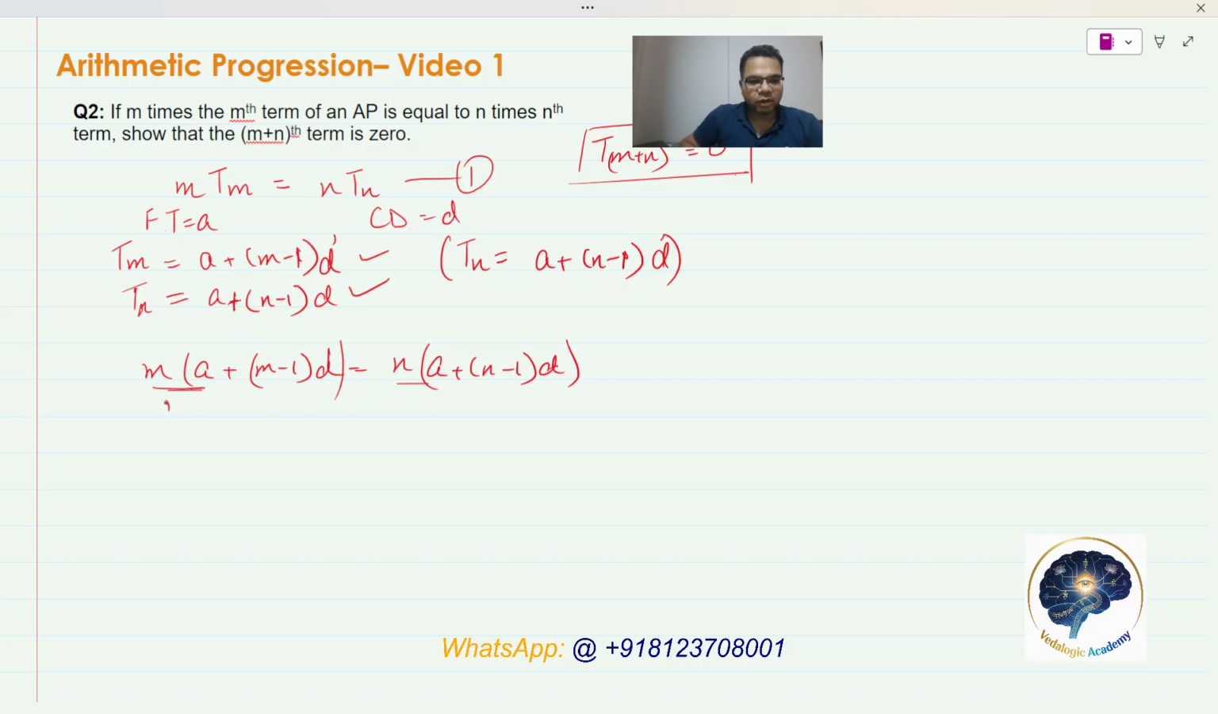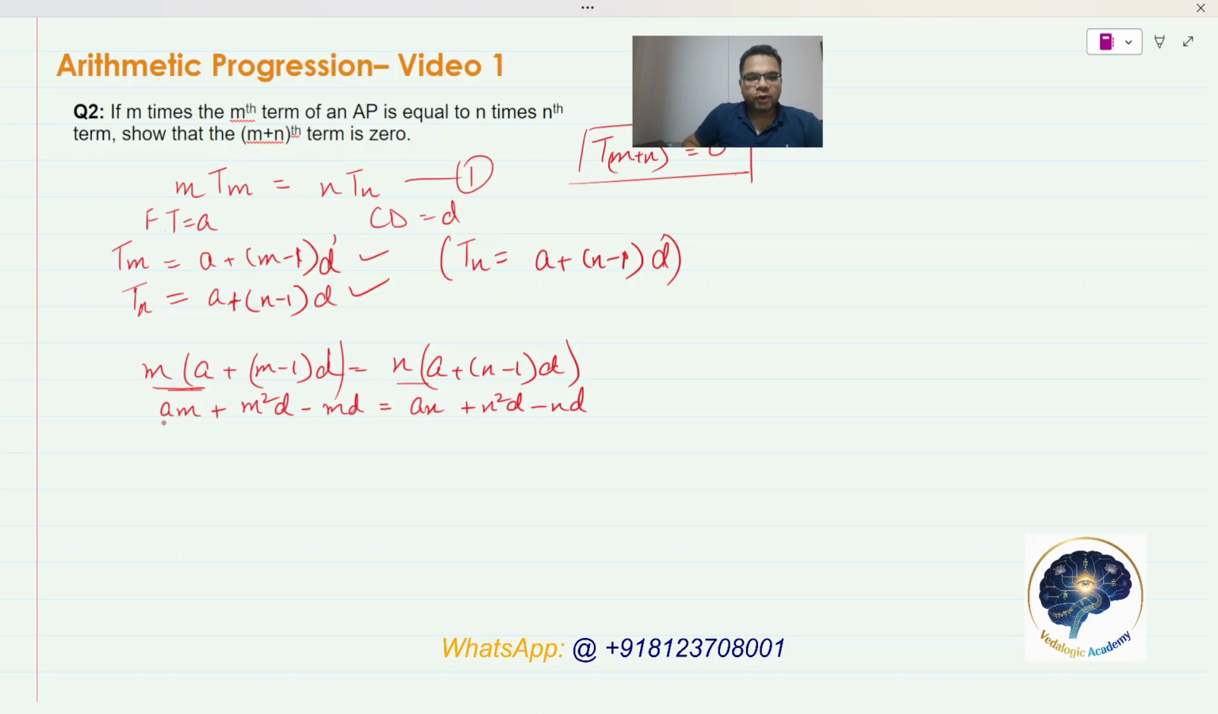Okay, just let me write what it is right now. So this is m into m minus 1, so it becomes m square d minus md equals to an. So this gets multiplied here and here as well. So for n minus 1, n and d both are getting multiplied. So n square d minus nd.